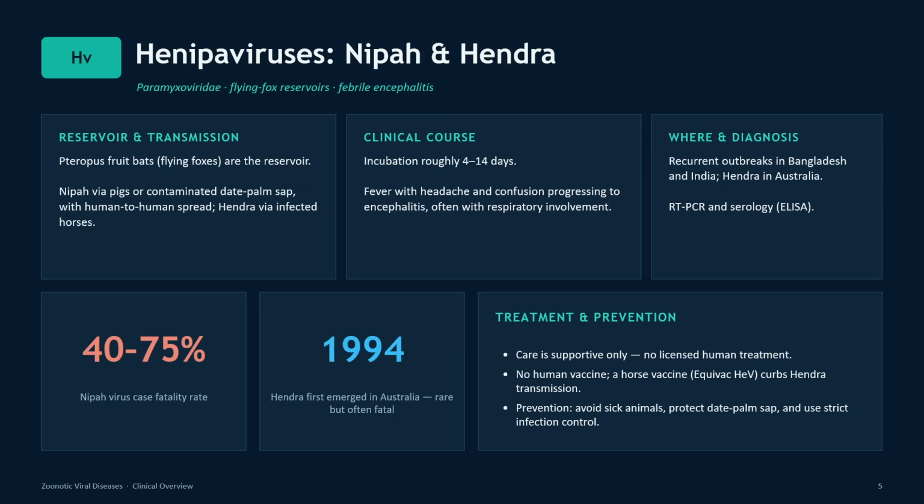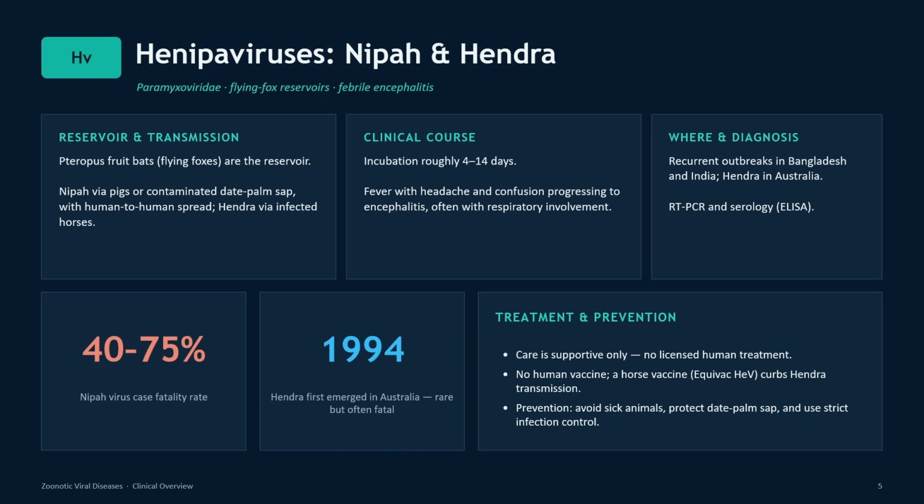Nipah and Hendra, the Henipaviruses. These come from flying foxes, those big fruit bats, and they reach us through go-betweens. Pigs and contaminated date palm sap for Nipah, horses for Hendra. After about 1 to 2 weeks, patients develop fever and brain symptoms, headache, confusion, encephalitis, often with breathing problems too.